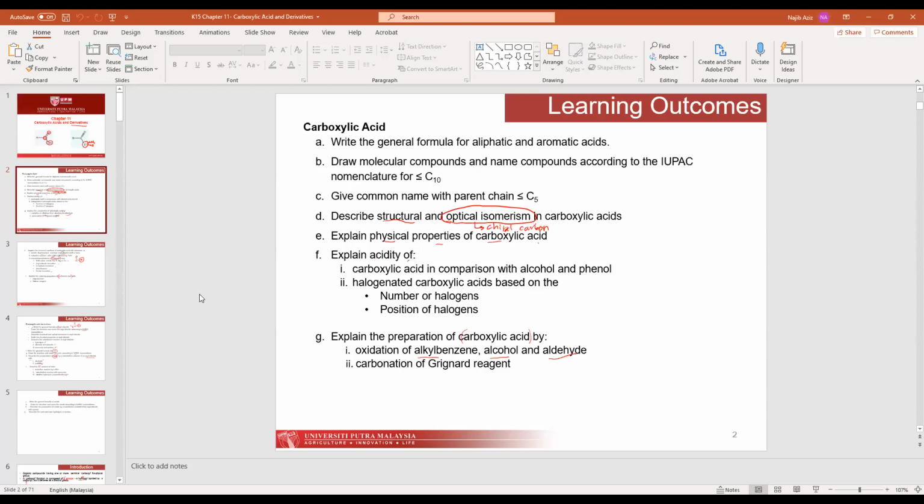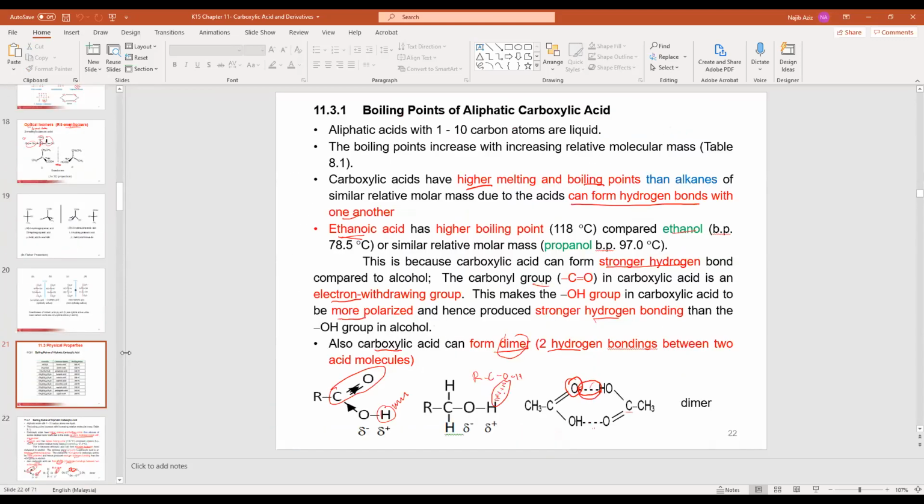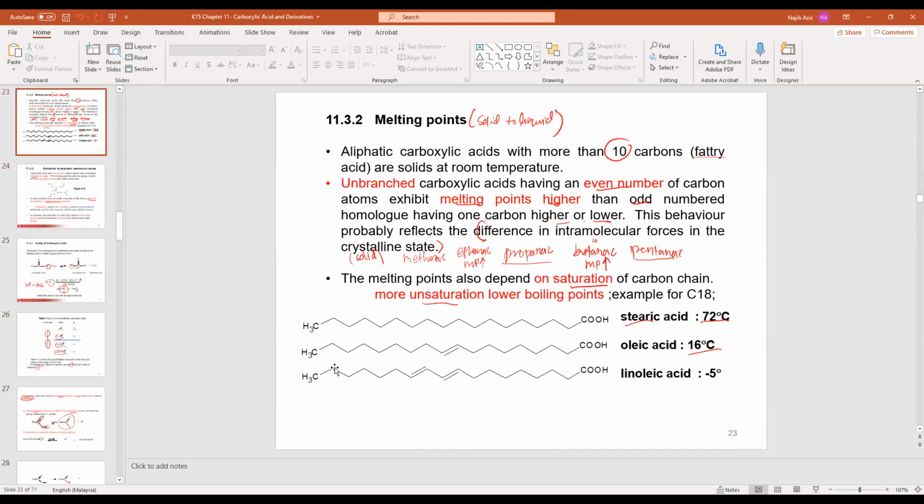And then for carboxylic acid, for even number of unbranched chains has higher melting point compared to odd number of unbranched chains. Sama ada yang higher ataupun lower, lower odd ataupun higher odd number. So this is because of the intermolecular forces in the crystalline state. Because the even number of unbranched carboxylic acid is more closely packed dalam bentuk crystalline state tu. So that's why lah yang even number has higher melting point.